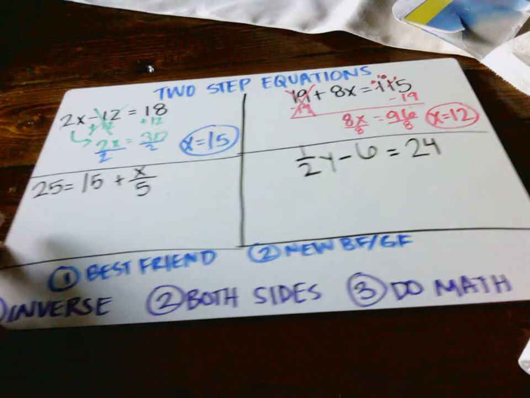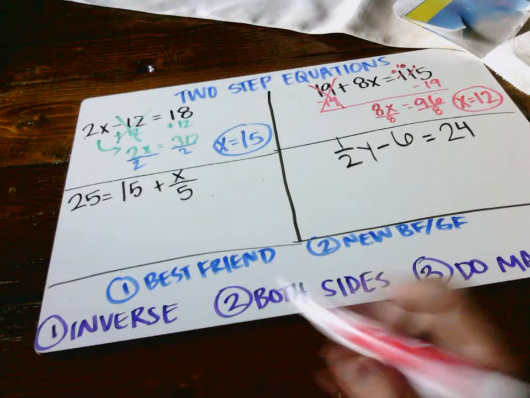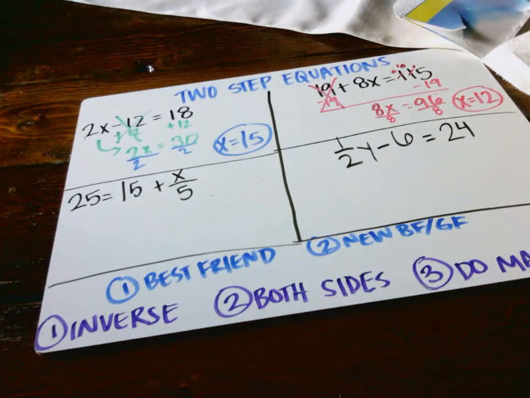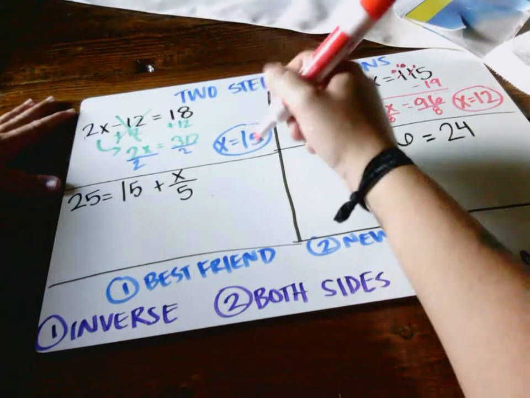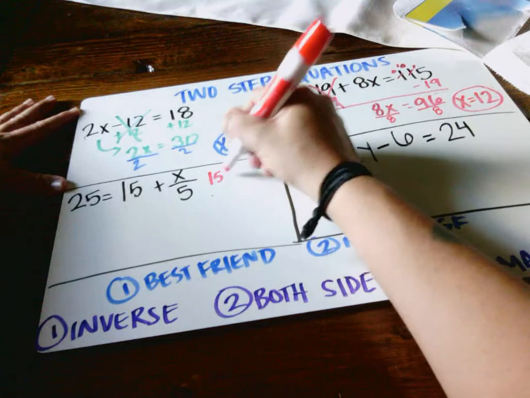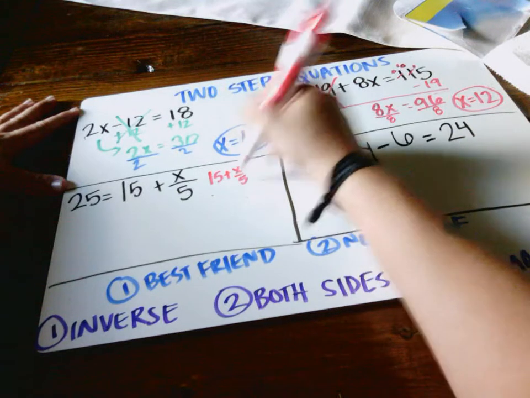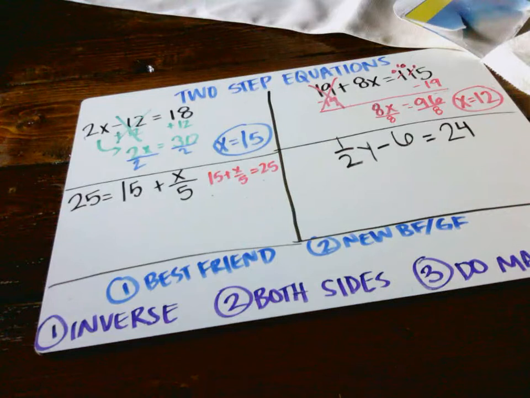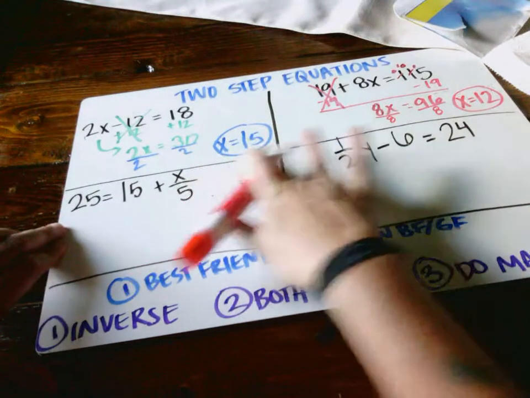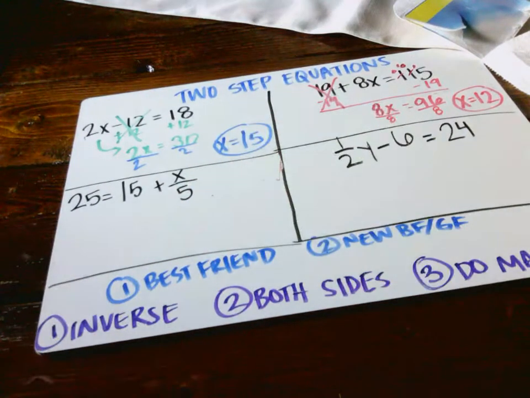Let's look at the next one. We have 25 equals 15 plus x over 5. So if it makes you more comfortable to rewrite this to where the equal sign's on the other side, you can. So if you want to rewrite it like that so that that's easier for you to understand, feel free. I'm going to leave it the other way just so I can show you how to do it.